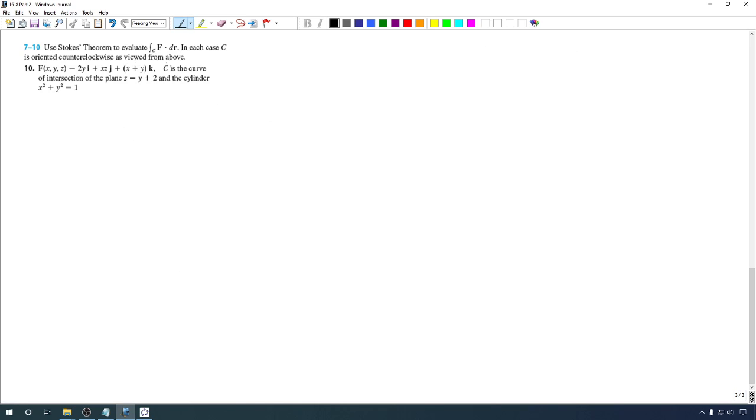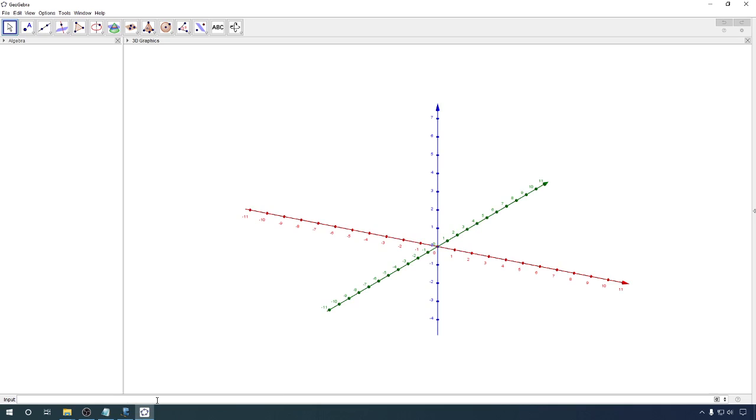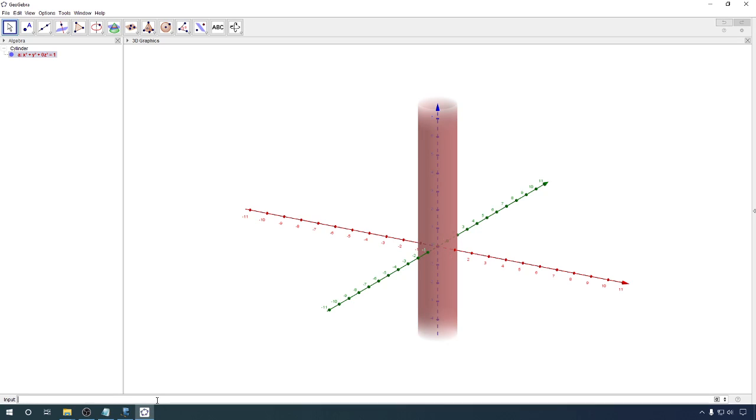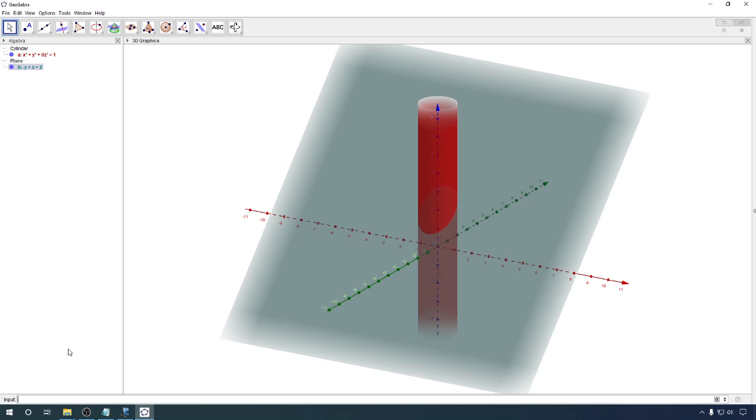Moving on to problem 10, it's basically the same instructions here. We want to do the same kind of thing. This time, our curve that we're trying to integrate over is the curve of the intersection of the plane z equals y plus 2 and the cylinder x squared plus y squared equals 1. If we go ahead and plot that thing, so our cylinder just looks like that, and we're looking at the intersection of that with the plane z equals y plus 2.